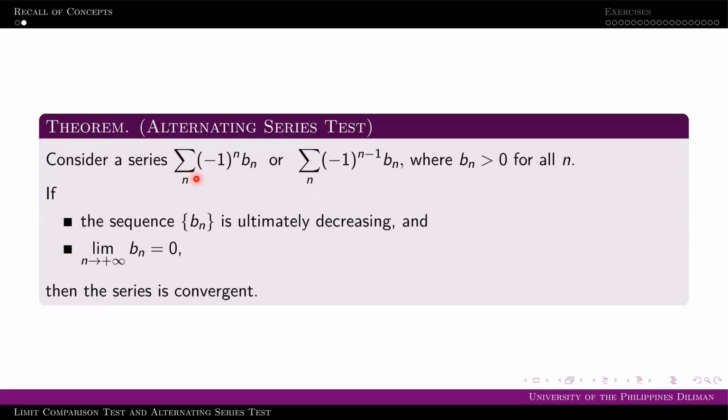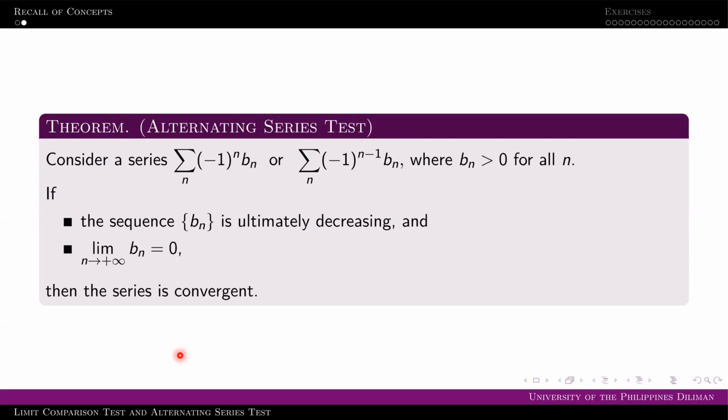Okay? So next, we have the alternating series test. So applicable lang to, as the name suggests, sa mga alternating series. So kung wari, meron tayong alternating series of this form, tapos yung bn natin, nakukuha natin kapag tinanggal natin yung nagpapa-alternate sa series, which is in this case, negative 1 raised to n or n minus 1. Tapos if positive yung bn natin, kunin natin yung sequence bn. If it is ultimately decreasing and yung limit ni bn ay equal sa 0, then yung series nagko-converge.